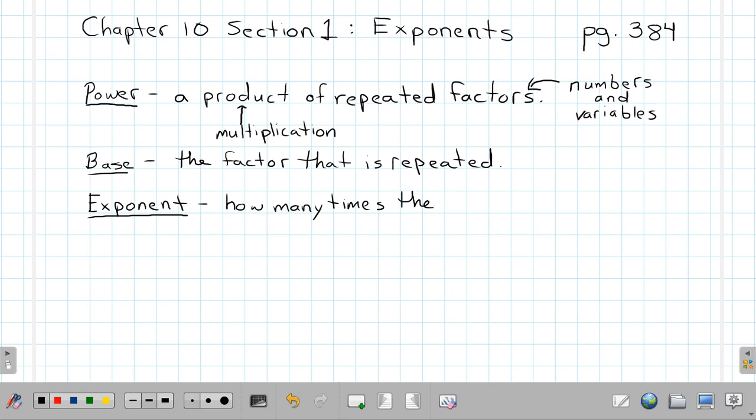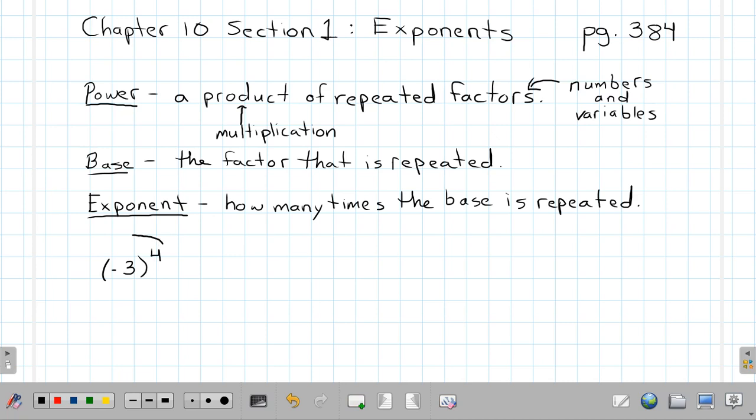The base is repeated. Okay, now if you're still unsure what we're talking about here in terms of power, base, and exponent, let's actually look at an example of a power so we can understand what the base and exponent of a power are. So let's take the one they have in the book there, -3 to the fourth power.